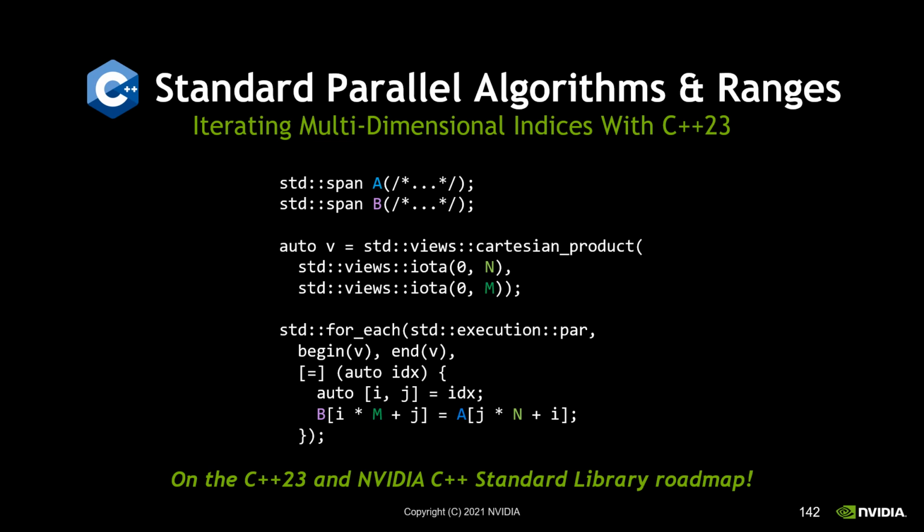The Cartesian product range adapter produces ranges that iterate over all combinations of elements from a set of underlying ranges. For example, calling the Cartesian product range adapter with two iota ranges, one from 0 to n and one from 0 to m, will produce a range of all two-element tuples from (0, 0) to (n, m). As shown here, this lets us express multidimensional iteration, like a matrix transpose operation. Cartesian product should be coming in C++23, but it will be available in the NVIDIA C++ Standard Library before then.